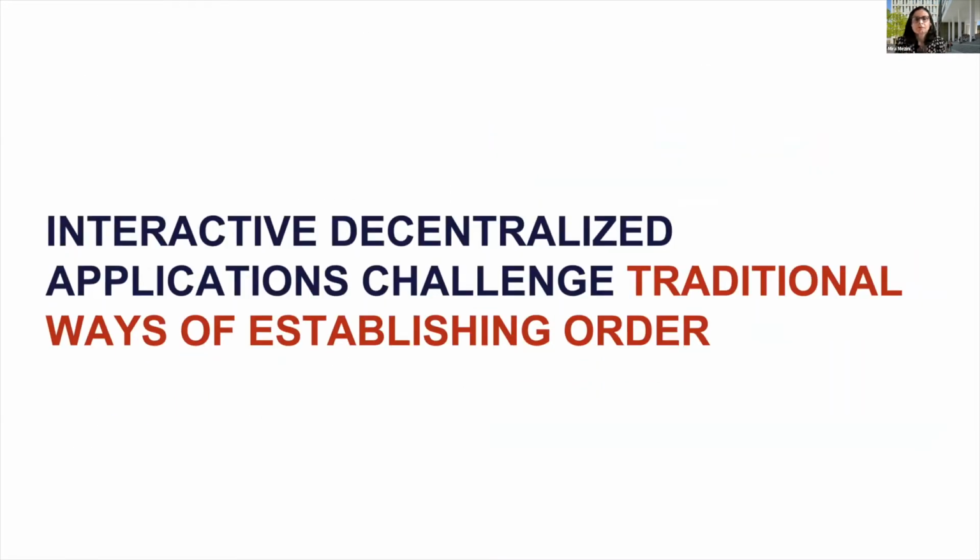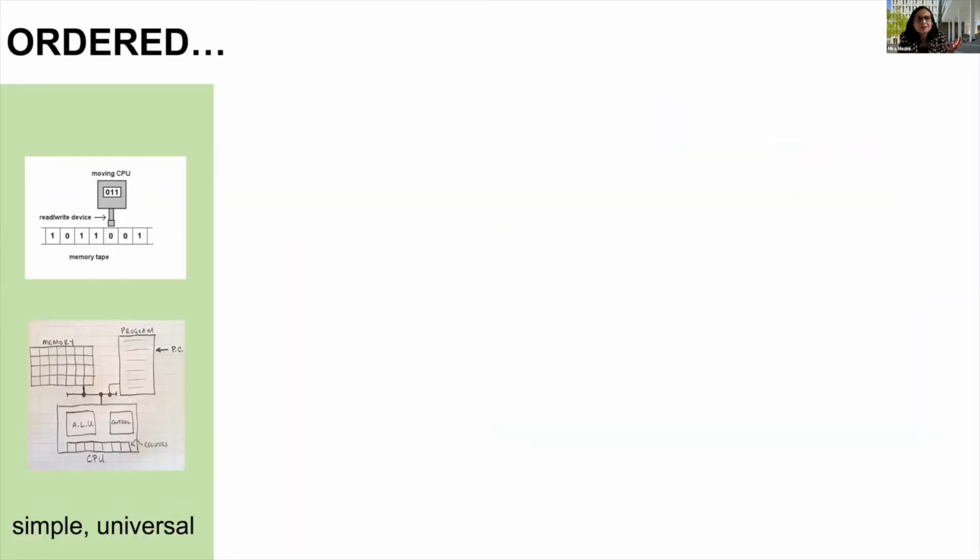Now, why do I state that these modern applications challenge traditional ways of establishing order? Let's start by looking at what those traditional ways are. Well, computing used to be very simple. In the early days, our models of computing were very simple. The Turing machines, which are our basic model, are simple and ordered. There is basically a list of instructions, an array of states.